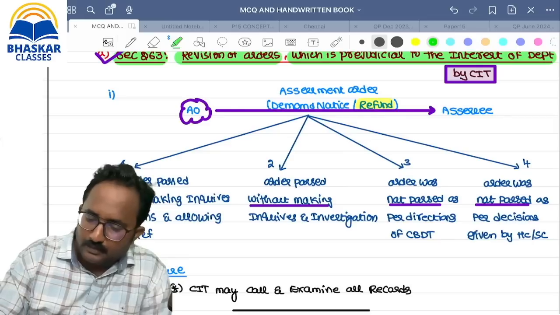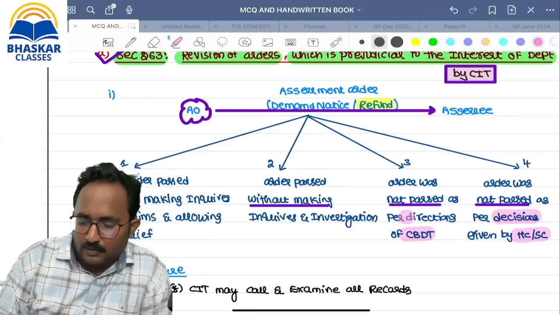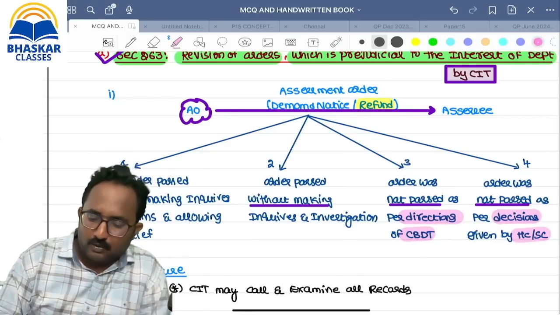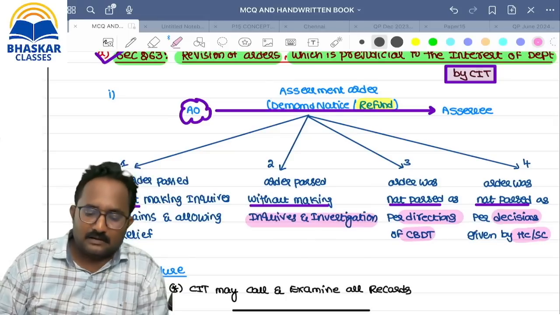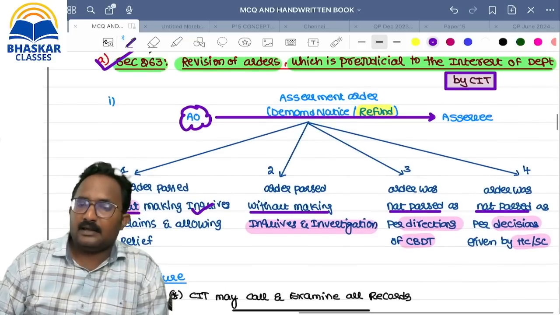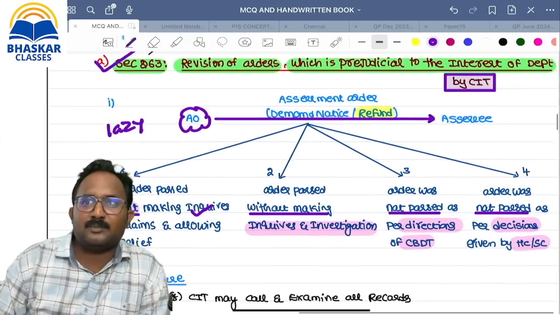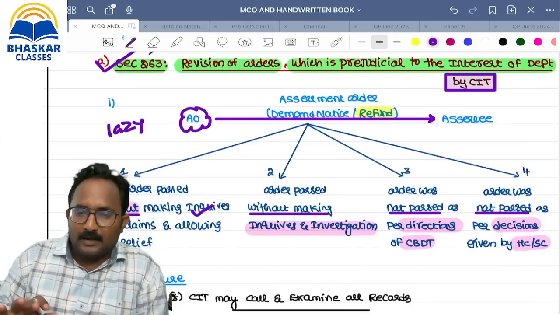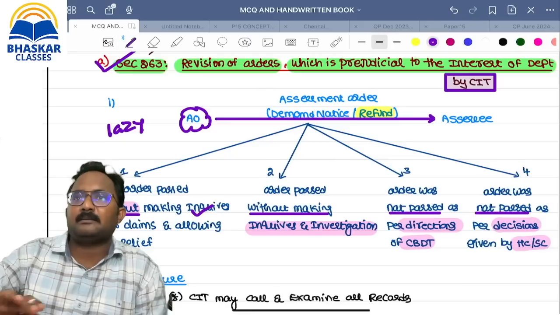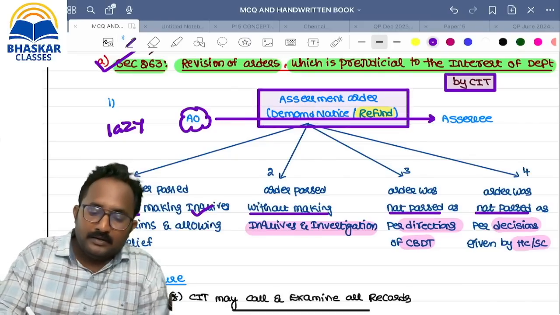Remember, if the AO does not follow the High Court and Supreme Court decision, the CBDT direction, or does not make inquiries and investigation regarding refunds or any expenses, indirectly we can say he is, like you and like me, lazy only. Now, because of his laziness, who is affected, ma'am? The department. This order is against whom, ma'am? The department.